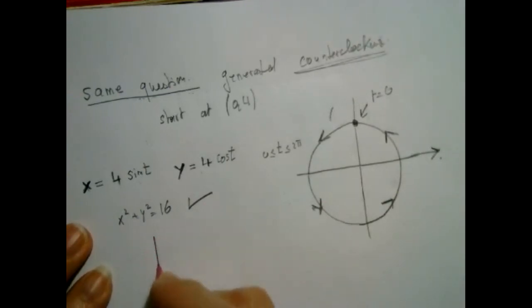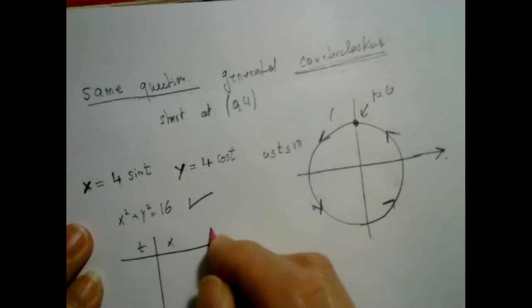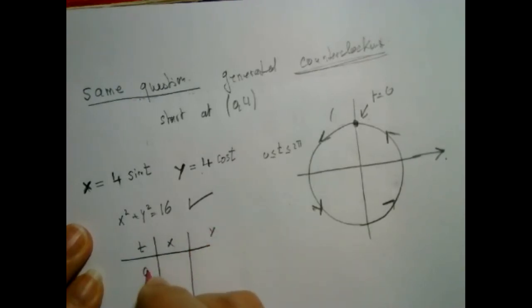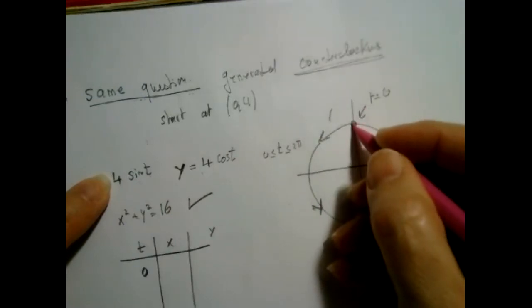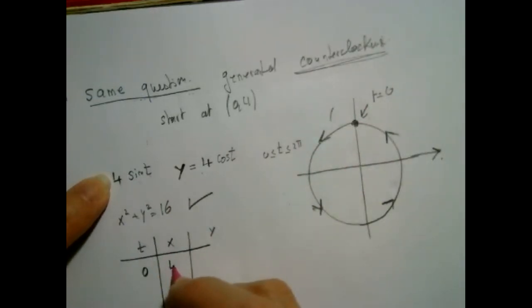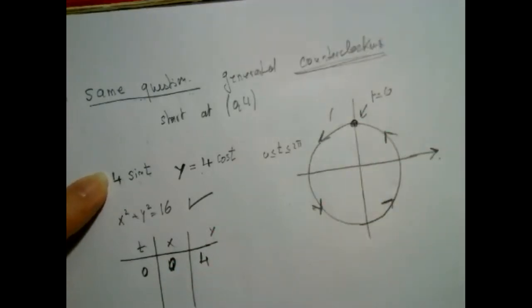So we can take points. Say, this is t, this is my x, and this is my y. At t equal to 0, sine of 0, that's why he picked the sine, because we want this. So sine of 0 is going to be 0. Sorry, the cosine will be a 4. So I am safe. I'm starting here.